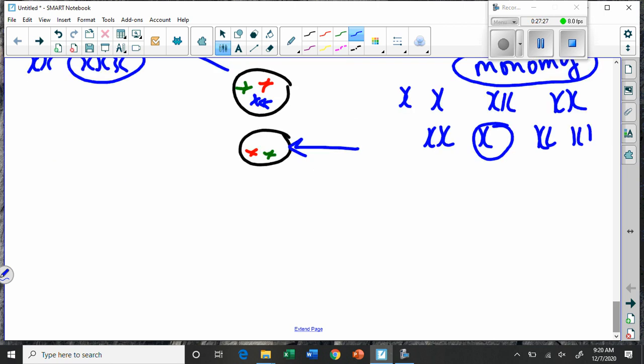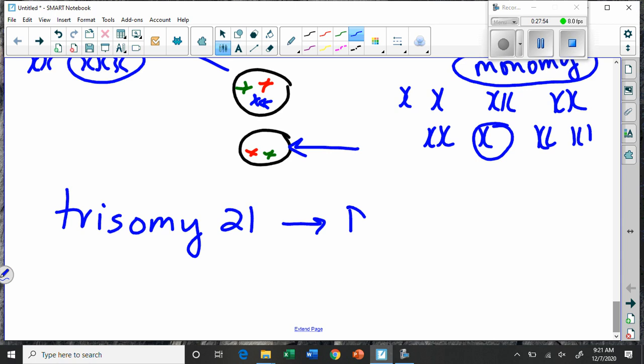In particular, the most famous trisomy, and they name them depending on which chromosome it is, is trisomy 21, I think. Trisomy 21 means you have 3 of the 21 chromosomes. So you have all your homologous pairs, 1, 2, 3, 4, 5, but for 21 you have 3 of them instead of 2. Trisomy. And what that does is it results in something we call Down syndrome. So it changes your development.